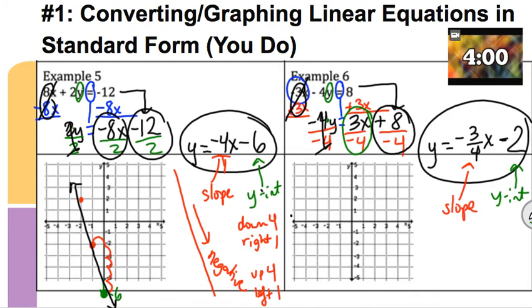So I start at negative 2 on the y-axis. This is rise over run, so I go down 3. 1, 2, 3. To the right 4. 1, 2, 3, 4. Draw my next point. And I draw a straight line through these points.